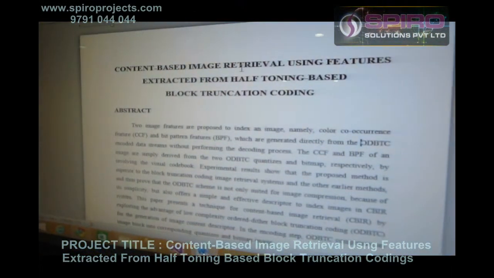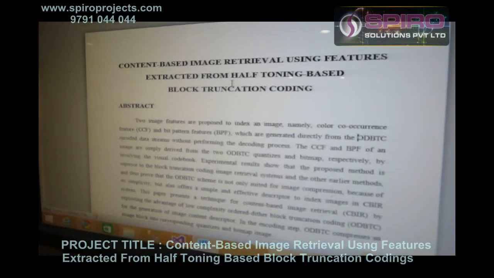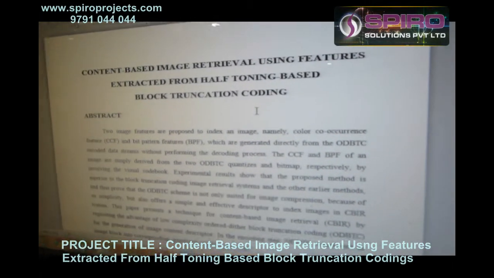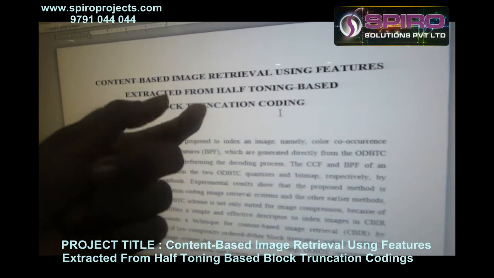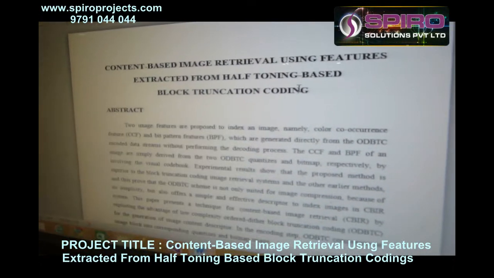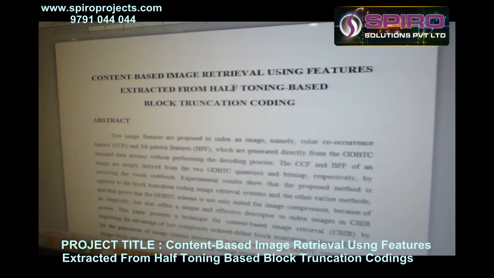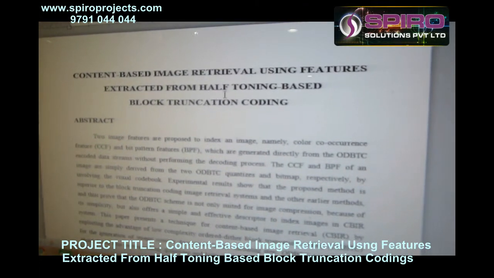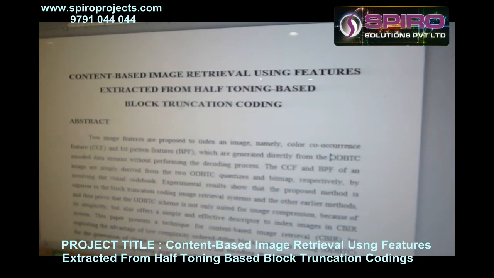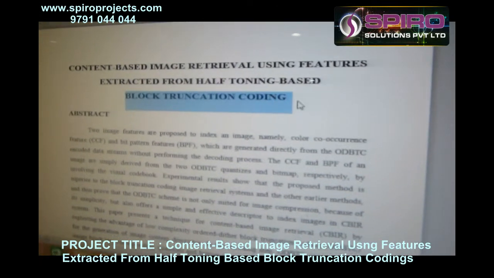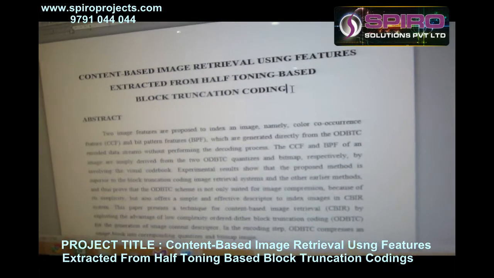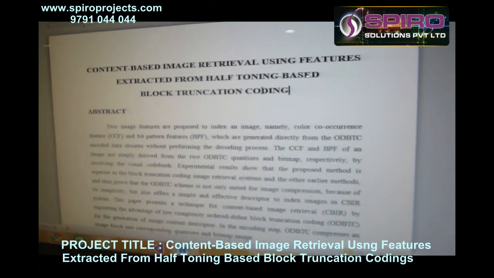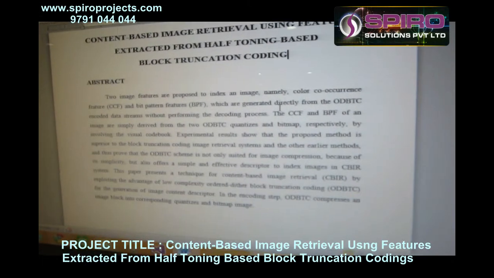The project title is Content-Based Image Retrieval using feature extraction from Halftone-based Block Truncation Coding. In this project, we find the similarity between images and retrieve content-based images. Block truncation means we divide the images into RGB colors. RGB means red, green, blue.